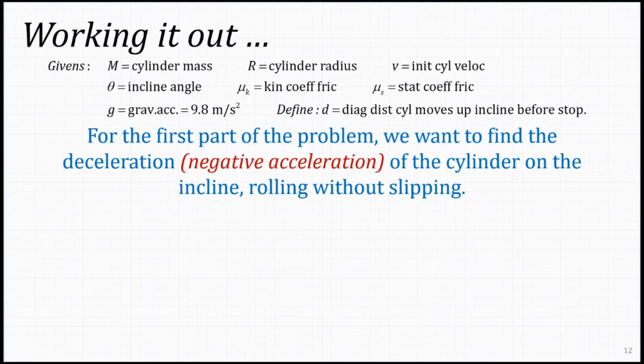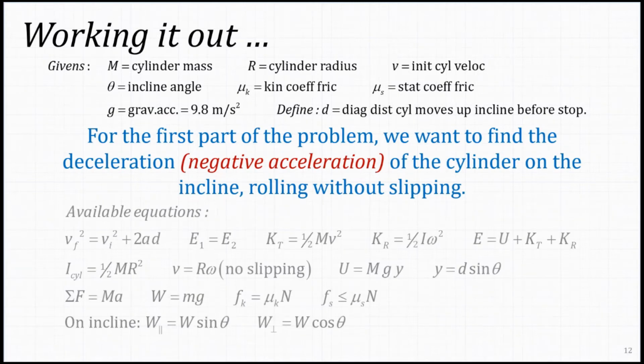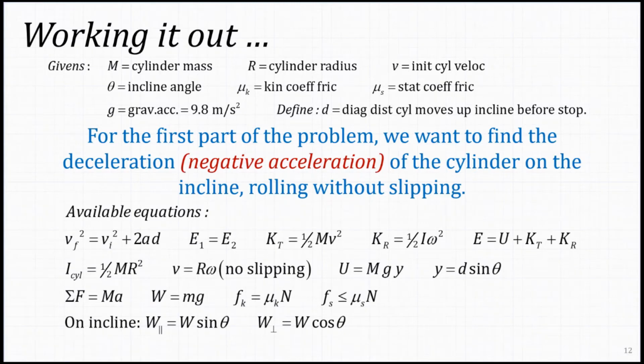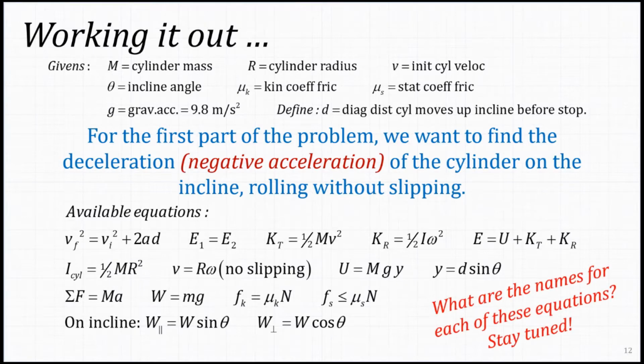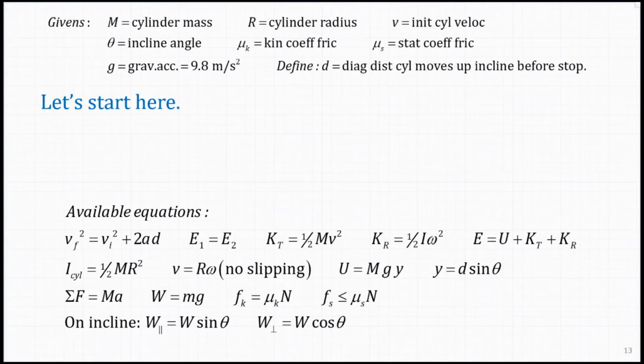For the first part of the problem, we want to find the deceleration of the cylinder on the incline rolling without slipping. Here's a handful of equations that we've gathered from kinematics, dynamics, conservation of energy, friction, and such. Some of these we might be able to use. What are the names of these equations? Stay tuned, I'll tell you.